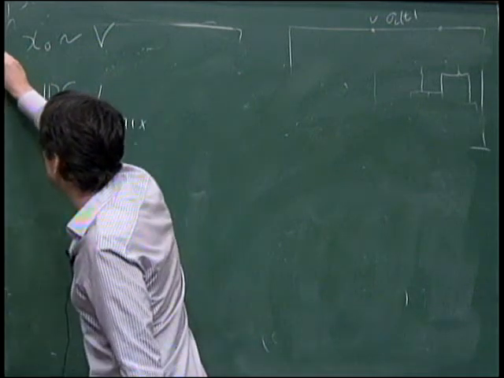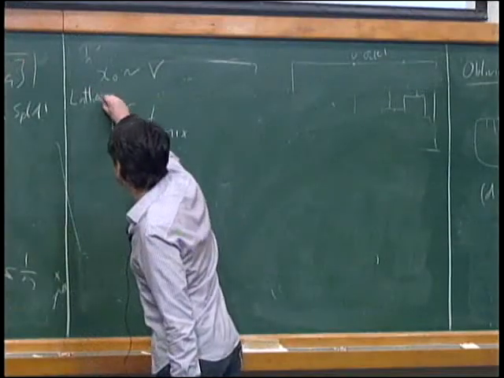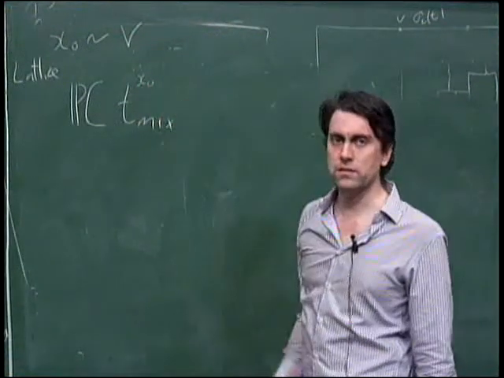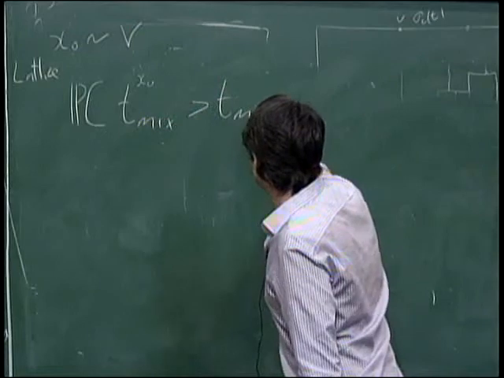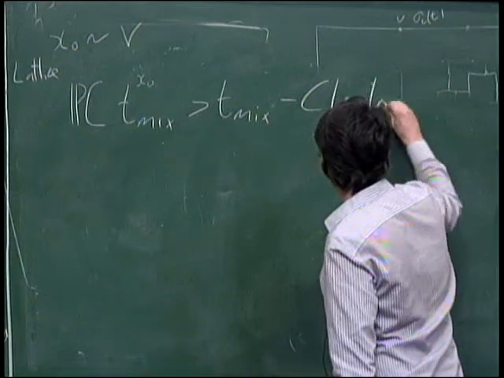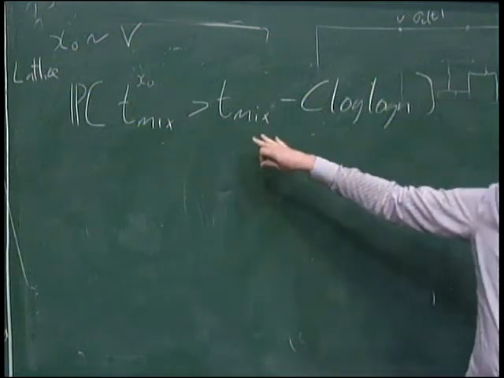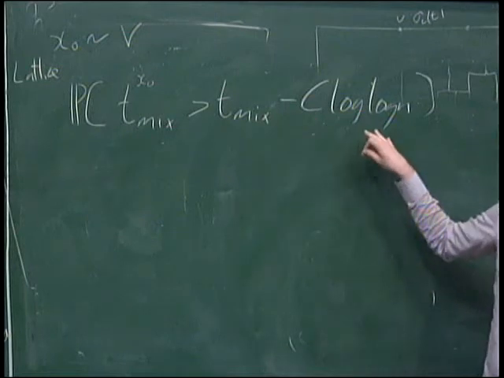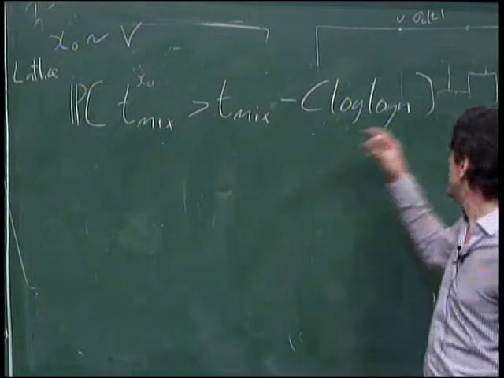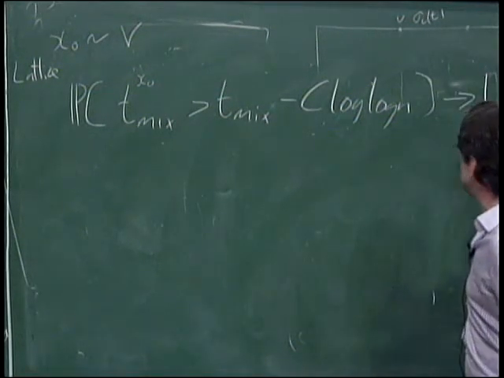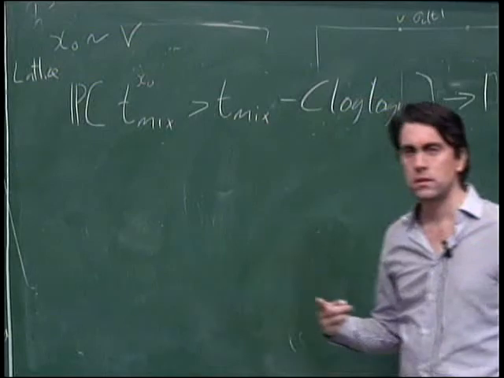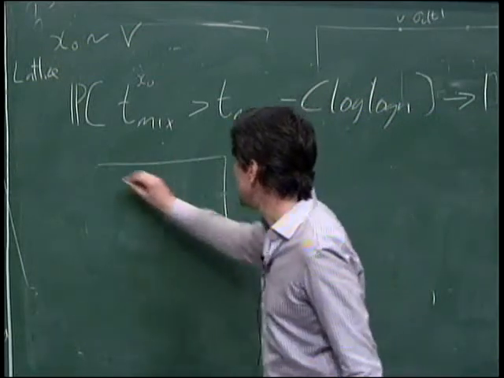So if we're on a lattice, if we look at the mixing time started from x0, then this will be greater than or equal to the worst case mixing time minus a constant times log n. So remember, the worst case mixing time is order log n. So this only improves it by a logarithmic factor. So it doesn't get much better. Oh, and I should say the probability of this tends to 1. We might expect this, and let me give you the reason for that.